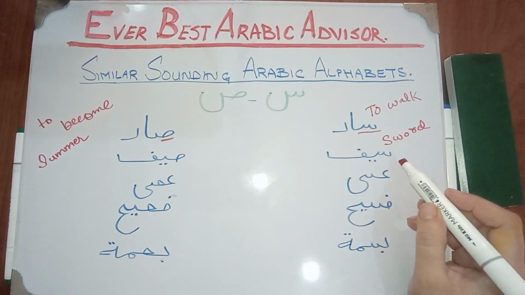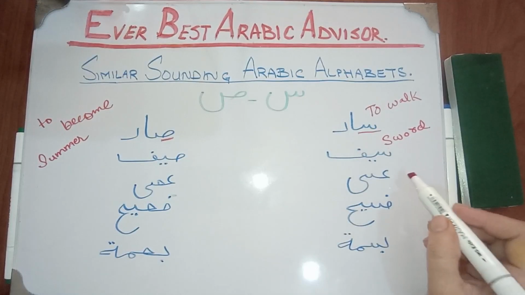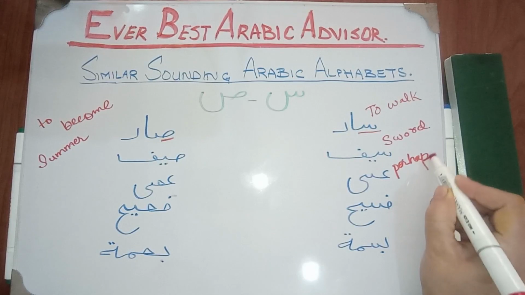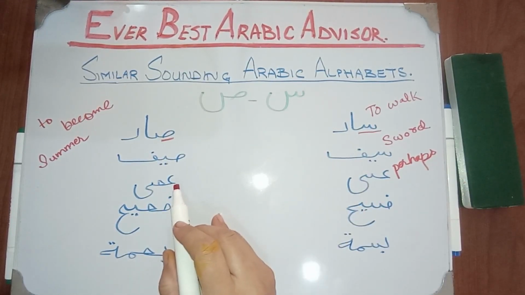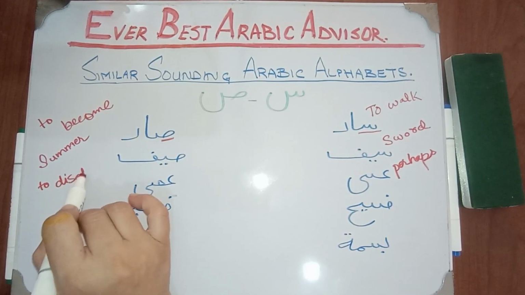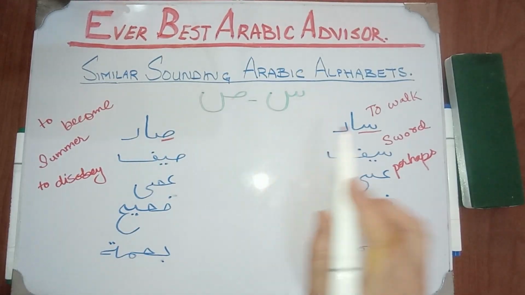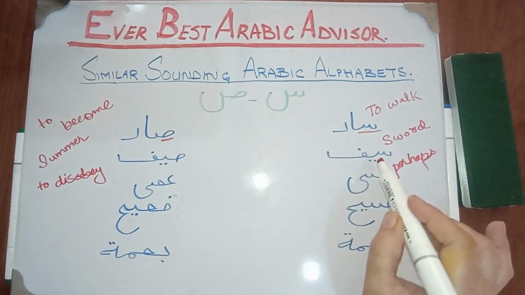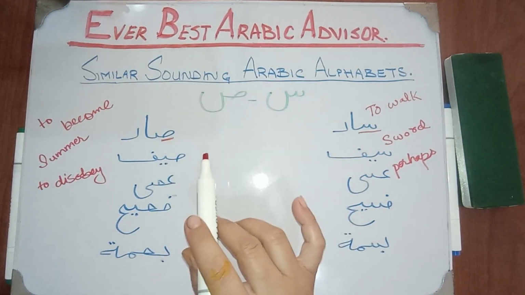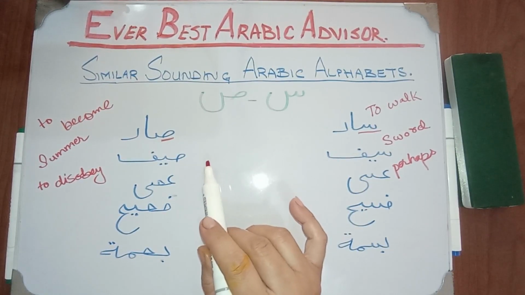The next word is asai, asoi. Asai, perhaps. There is a doubt, perhaps, and asoi, to disobey. Let's practice it again. Sar, Sor, Saif, Soif, Asai, Asoi. Do practice with me all along with the video, otherwise just by listening you can't be a pro.